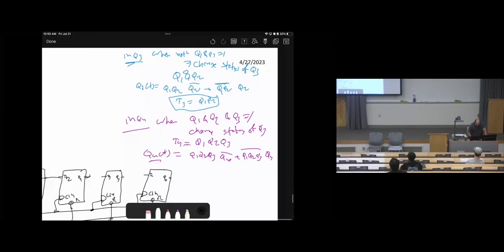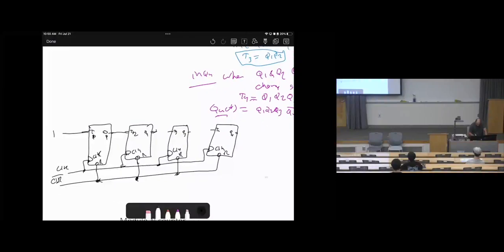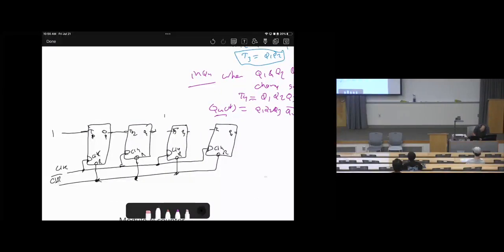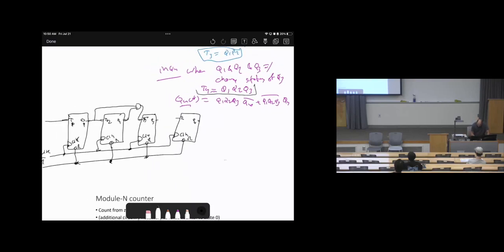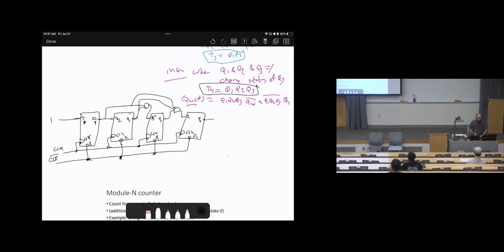What's the value of T3? Q1 times Q2, which is AND. So here is T3. There should be an AND gate, which is the AND of Q2 and Q1. That's T3. T4 is the AND of Q1, Q2, and Q3. So there will be AND gates. Here's Q3, then we need to have Q2, and here's Q1. Then here's Q4. So that's my design. That's the counter that can count hexadecimal from 0 to 5 and reset itself.